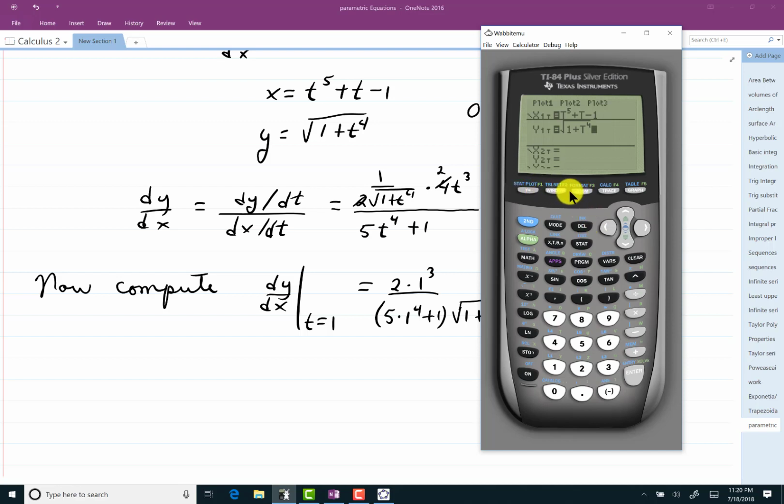My t values, I said, went from 0 to 3. The x values, I'll leave like that for now. Let me just take a look at the graph and I'll adjust as needed. So I see it's way over there. So let me trace to find out where my graph is. When t equals 0, we start at -1, 1. And kind of goes from there.